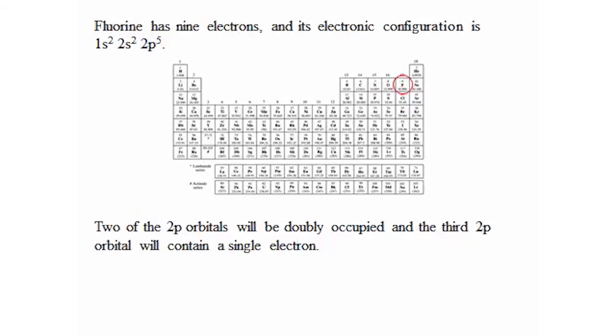Fluorine has 9 electrons, is atomic number 9, and its electronic configuration is 1s squared, 2s squared, 2p to the 5th. 2 of those 2p orbitals will be doubly occupied, one spin up and one spin down, and the third 2p orbital will only contain a single electron.